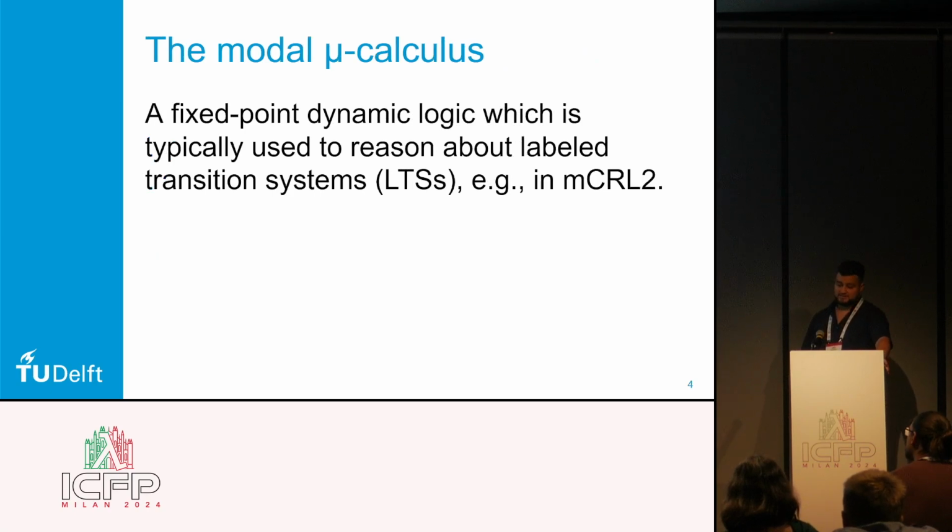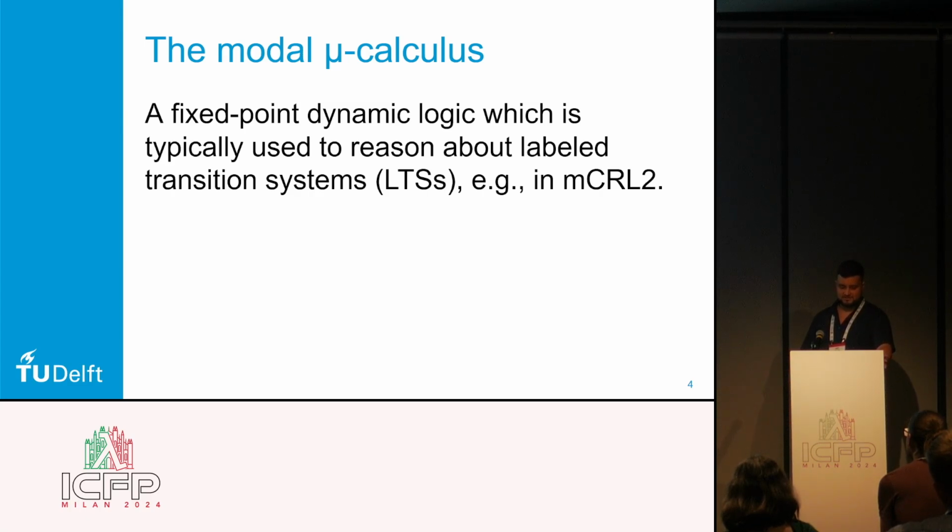The modal mu calculus is a fixed point dynamic logic which has previously been widely used to reason about the behaviors of labelled transition systems. And the reason why is that labelled transition systems represent, well, sequences of operations that can occur in a program, and that is exactly what the modal mu calculus reasons about. Possible sequences of operations in a program.